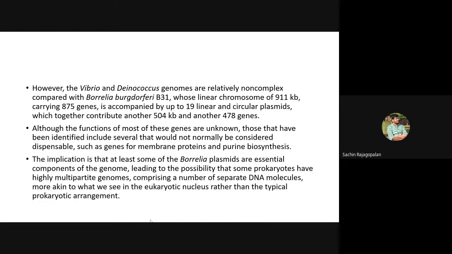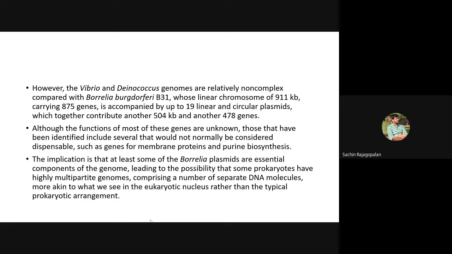Now, 19 is a huge number because they are not just copies; they are distinct plasmid molecules, which means that every plasmid has a different set of genes. So they contribute another 504 kilobase pairs. So the chromosome is 911 kb, and the 504 kb comes from the 19 plasmids put together, which contributes around 478 genes.